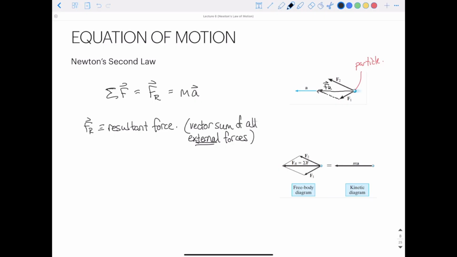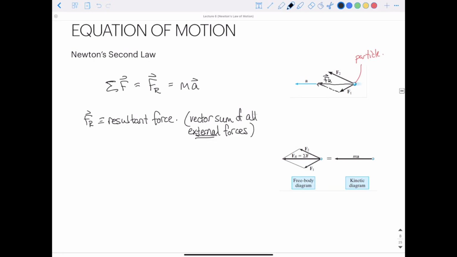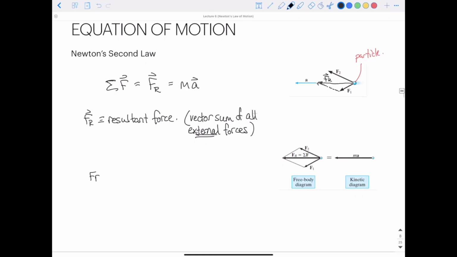So in our diagrams, when we talk about free body diagrams, which we'll cover with some examples, a free body diagram is showing all of the forces acting on a particle or an object. So a free body diagram shows all external forces acting on an object or particle.